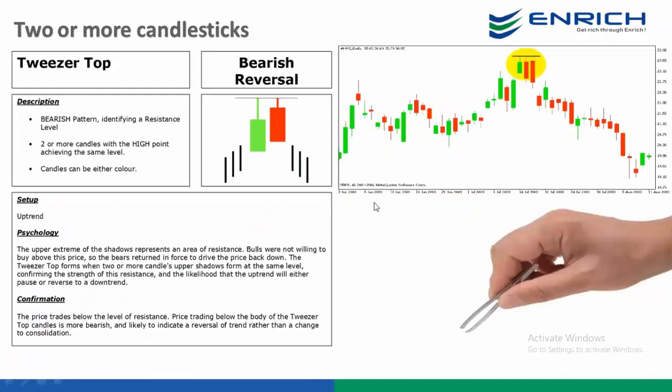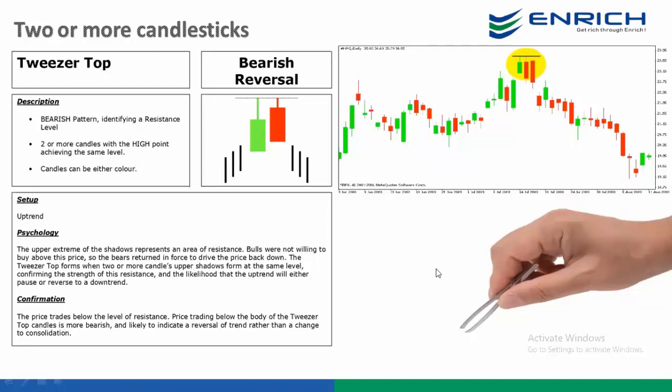The next is tweezer top and tweezer bottom. Now, what is a tweezer? So just for your understanding, look at this picture here. This instrument is called a tweezer. I'm sure many of you have it at home. You normally use it to pick up small, tiny things, right? Now, if you look at the bottom of the tweezer, both these are at the same level. It's not up or down, right? It's at the same level.